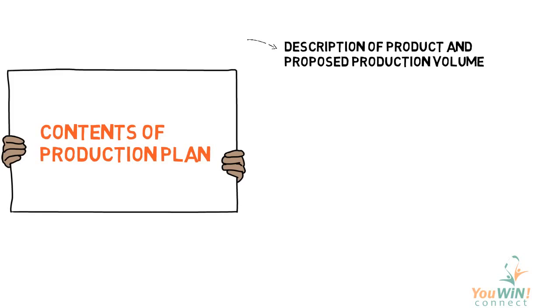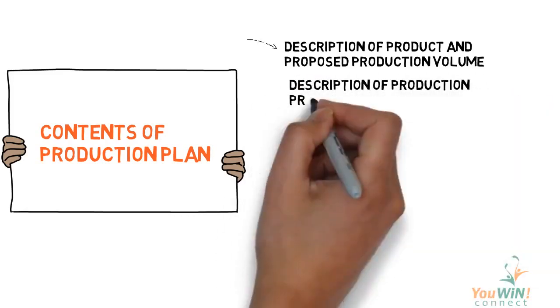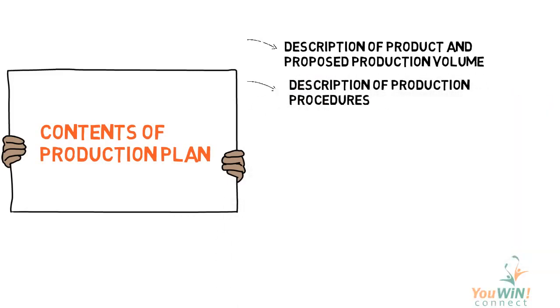The production plan would also have the production procedure. How would the products be produced? That is, what's the production process? What's the technology that will be used? The steps or components that will be used, that is, are we going to outsource or are we going to produce in-house? And why are we taking such decisions?